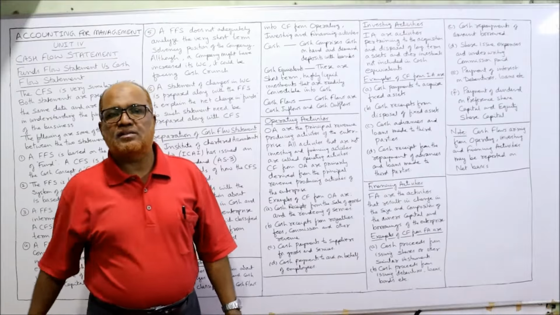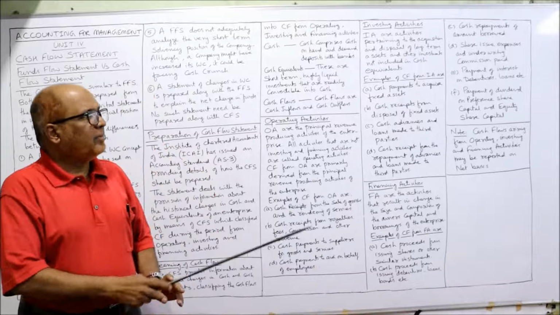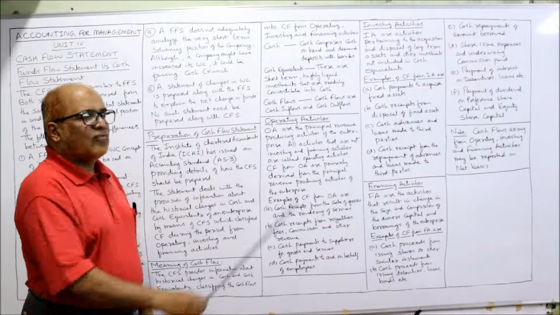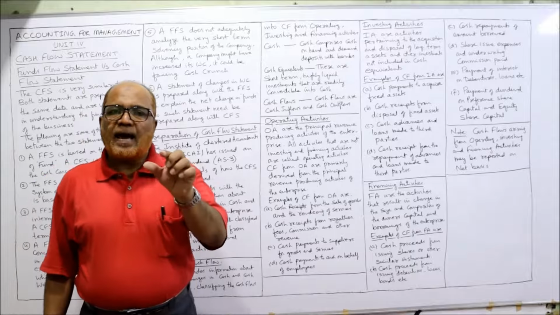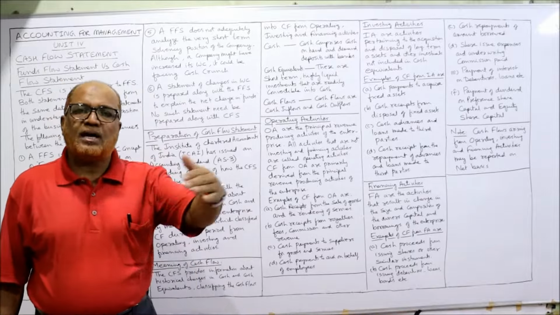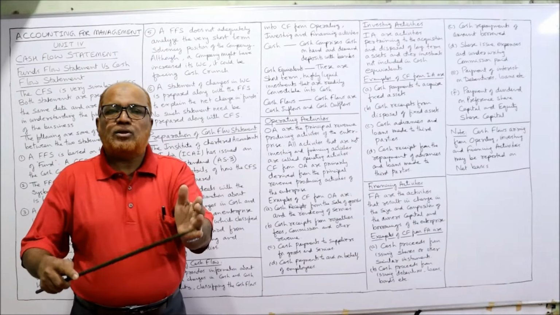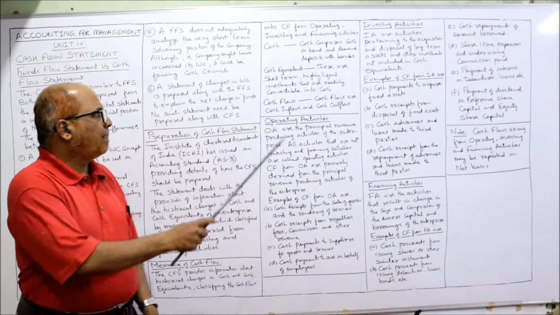Easily we can convert the security into cash. That is called cash equivalent. Now cash flows. When we say cash flow, it means cash inflow and also cash outflow. So inflow and outflow both combined together, it means cash flow.